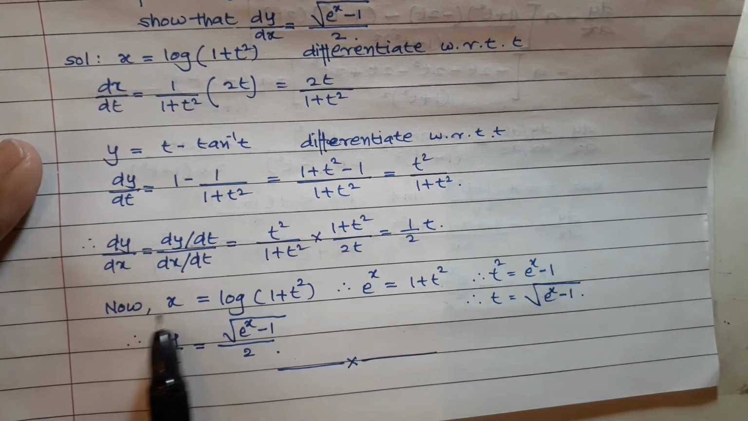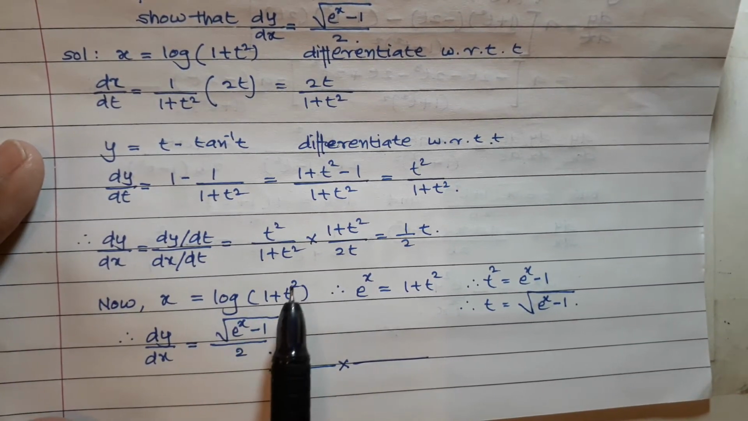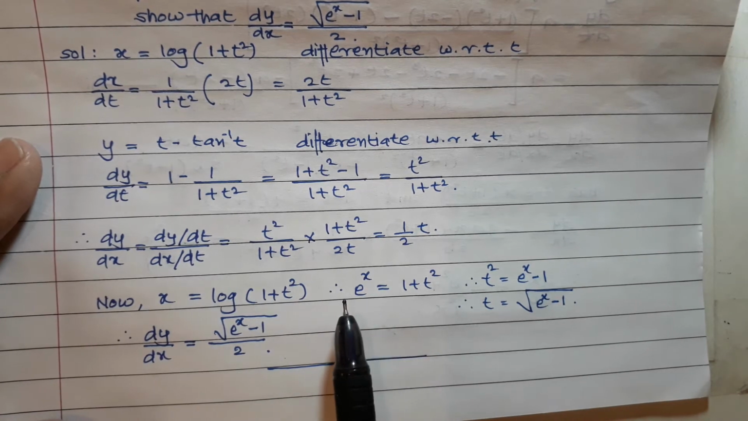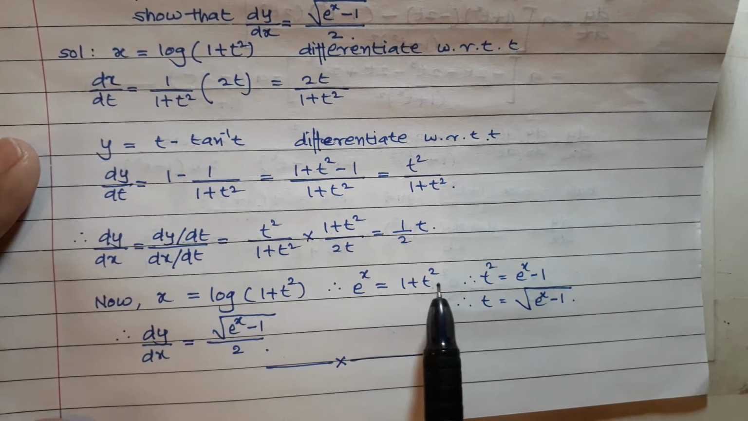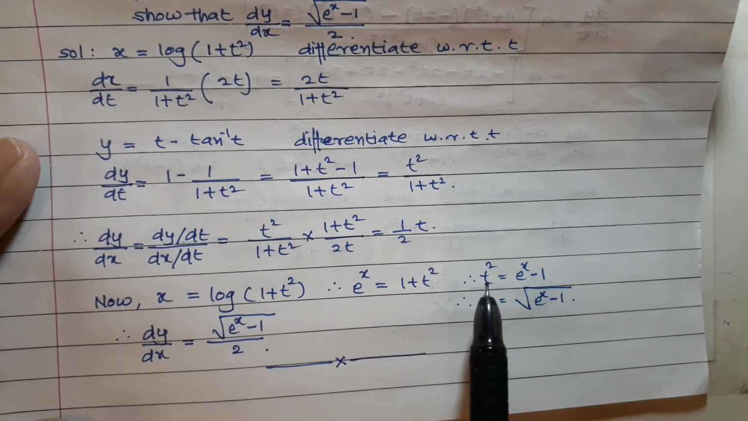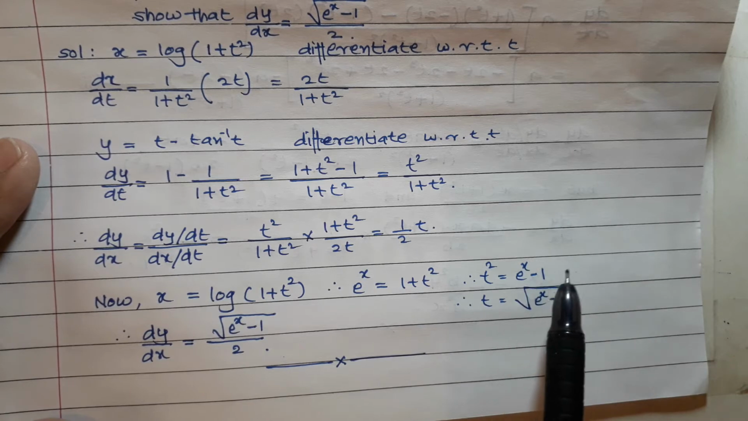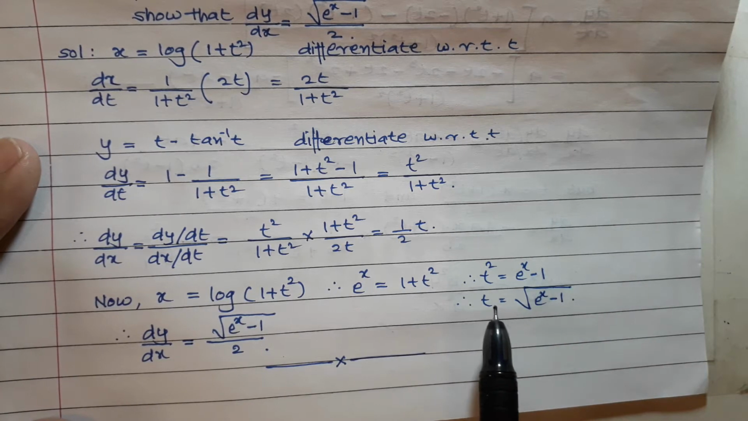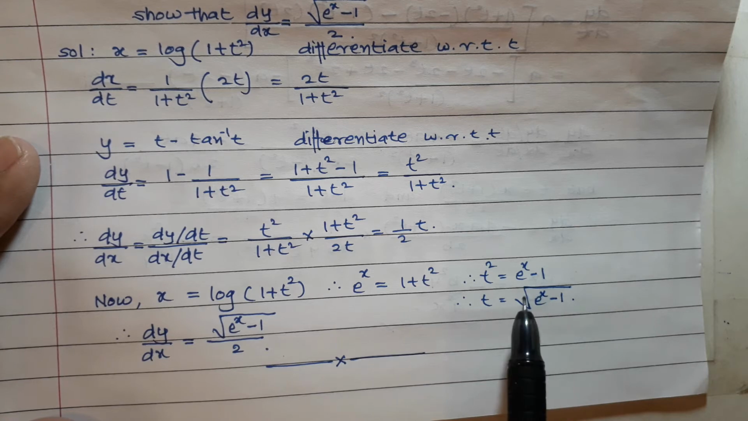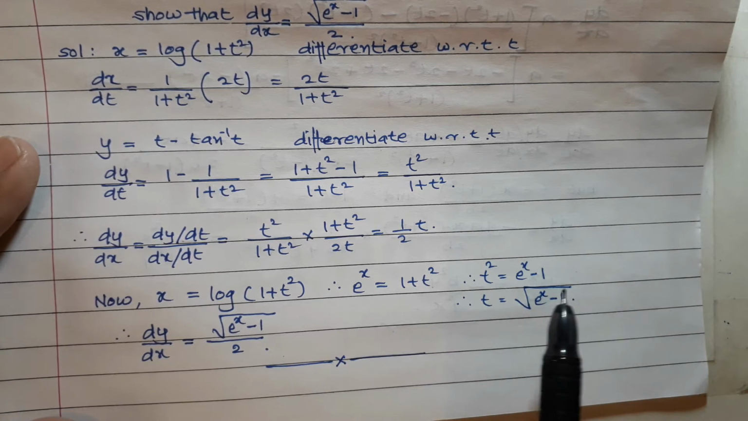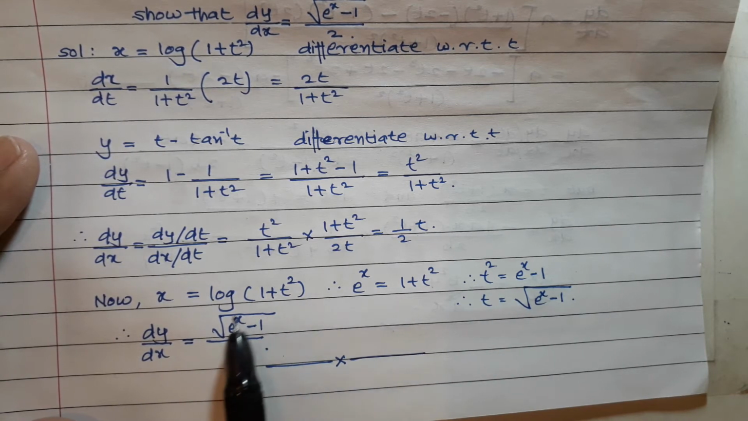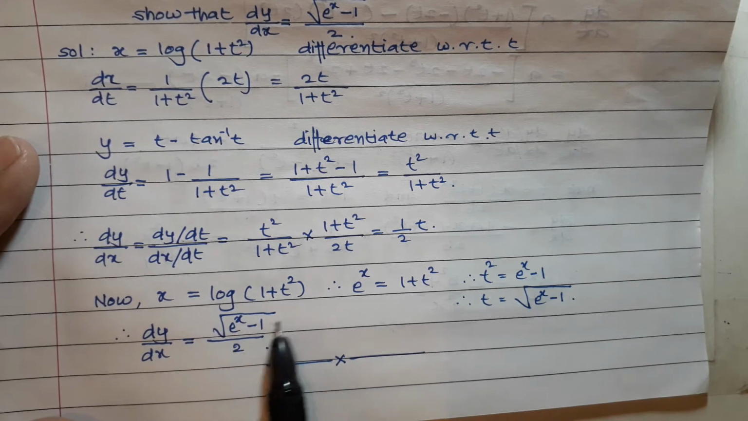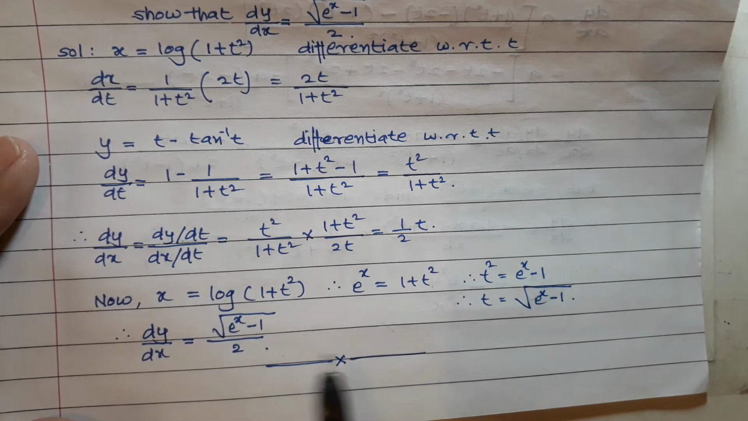And now x is equal to log(1+t^2), and therefore e^x is equal to 1+t^2. So therefore t^2 is equal to e^x minus 1, and t is equal to root(e^x minus 1). Now you substitute this here. So dy/dx is equal to root(e^x minus 1) upon 2.